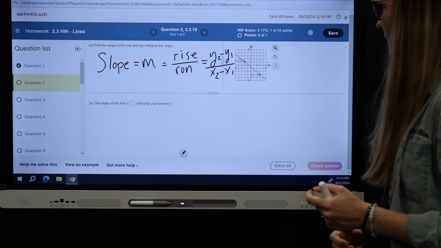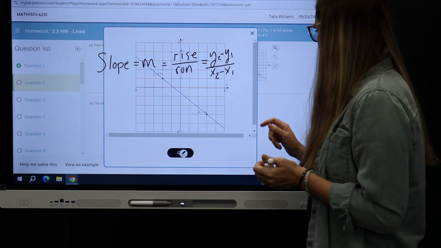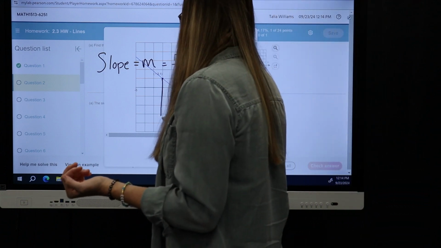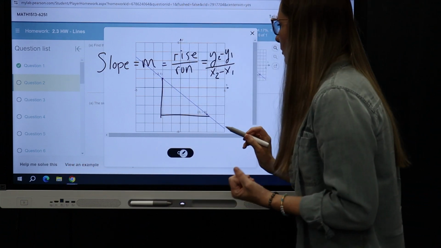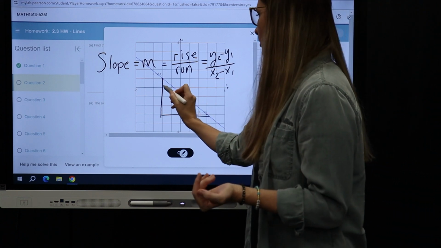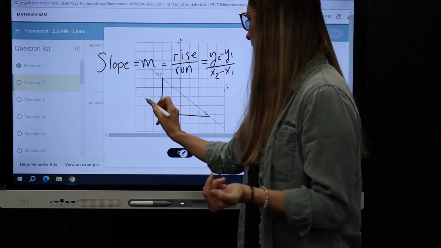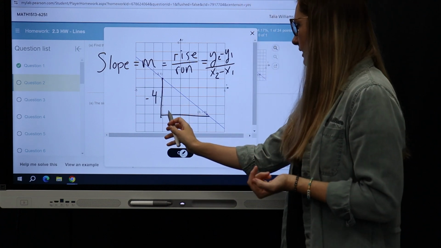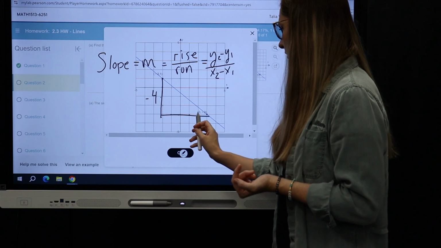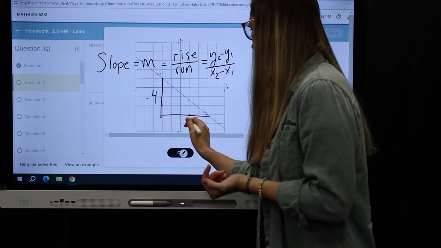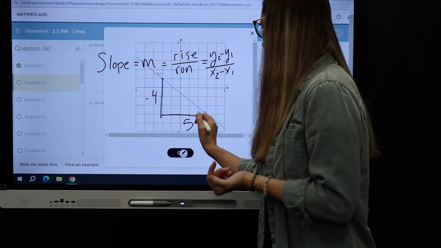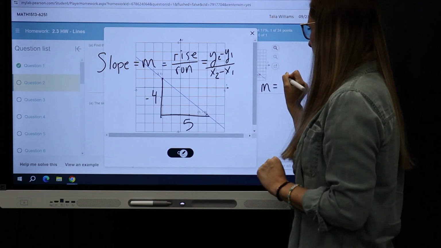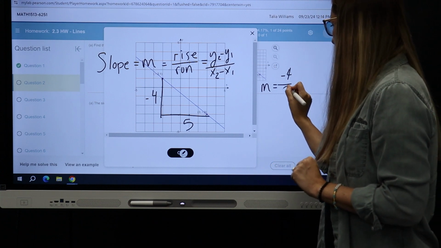Here, same thing, find the slope of the line and interpret the slope. We can do this algebraically or we can do it looking at our graph. I'm going to show y'all both. So if we're looking at our graph, we're going to go down 1, 2, 3, 4. So that would be a negative 4. And then they're going to go right 1, 2, 3, 4, 5. So our slope on this one would be negative 4/5.